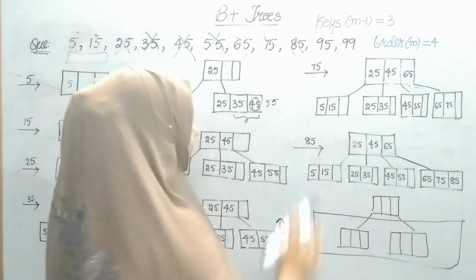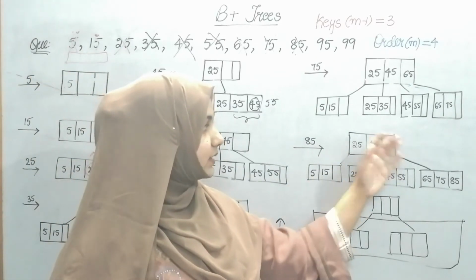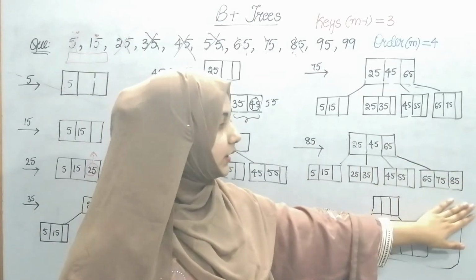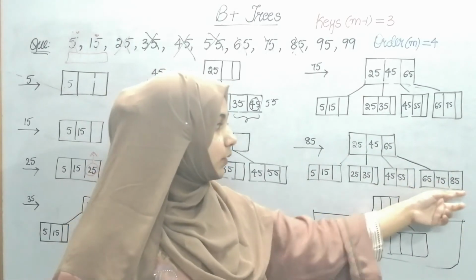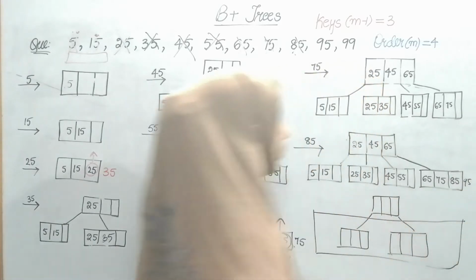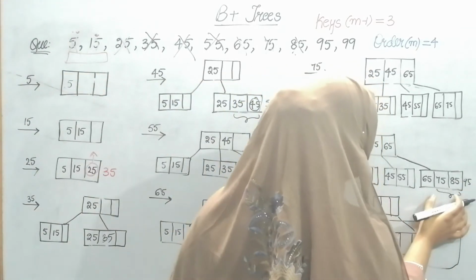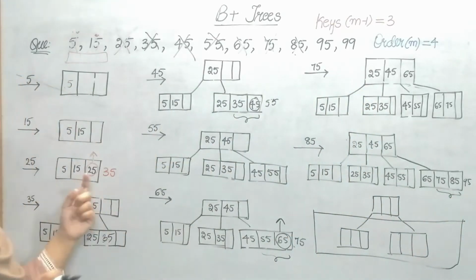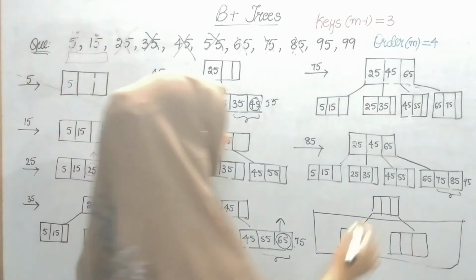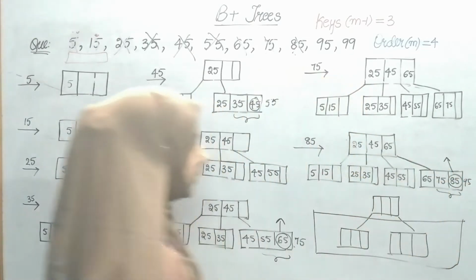Now 95. I need to insert 95. So what I need to do? 25, 45, 65. It is greater than 65. So obviously I need to go to the right side. So I'll go to the right side. So if you see here, there is no place here. If I want to insert 95, there is no place. Same thing again. I need to choose the middlemost term. There are two middlemost terms. As I have chosen the rightmost element, in this case also I'll choose the rightmost element and send 85 up.